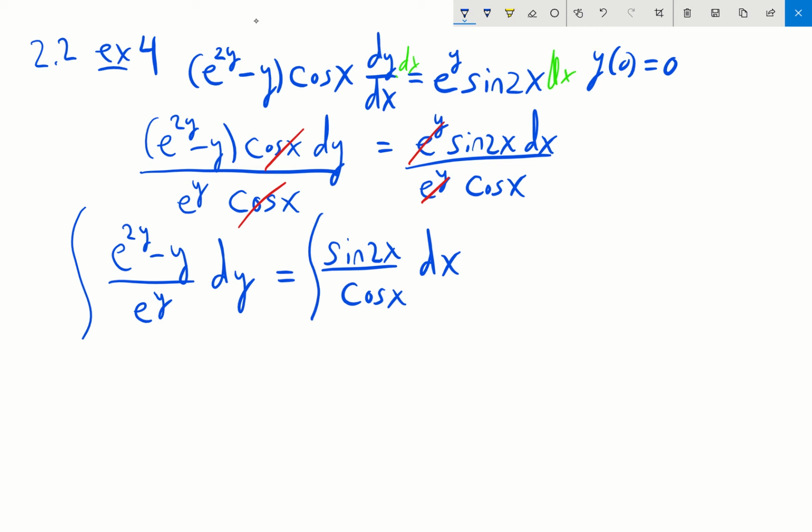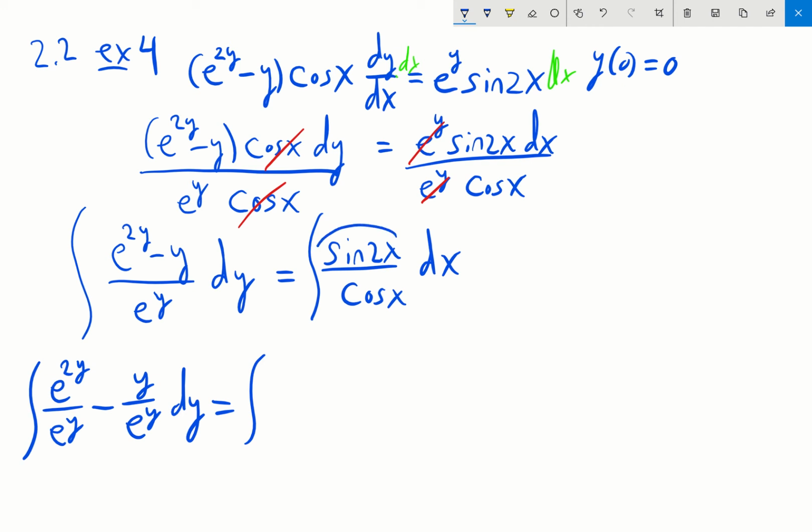For the left hand side, let's split it apart. Let's rewrite this thing. We can write this as e to the 2y divided by e to the y minus y over e to the y dy. This is equal to, on the right hand side, we can use a trig identity. In particular, the sine of 2x is 2 times the sine of x times the cosine of x all over the cosine of x. And now that cosine term is going to cancel.